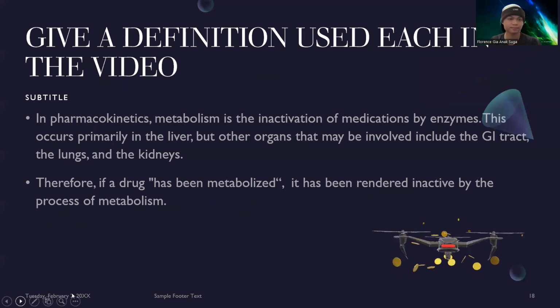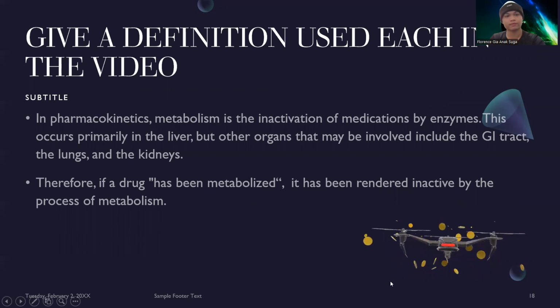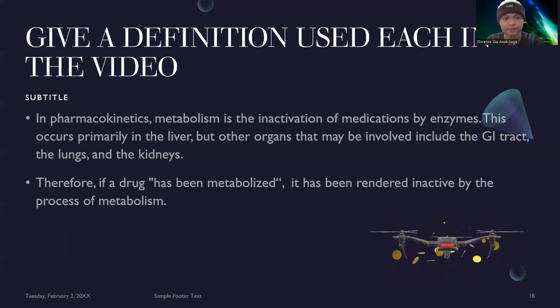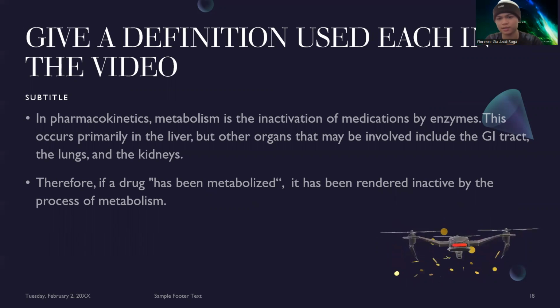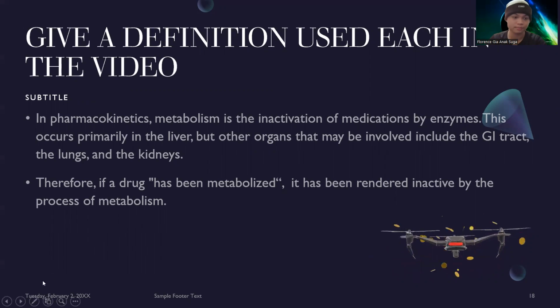filtered and easily excreted to the kidneys. The definition used in the video, in pharmacokinetics, is that metabolism is the inactivation of medications by enzymes. This occurs primarily in the liver, while other organs that may be involved include the GI tract, the lungs, and the kidney. Therefore, if a drug has been metabolized, it has been rendered inactive by the process of metabolism.